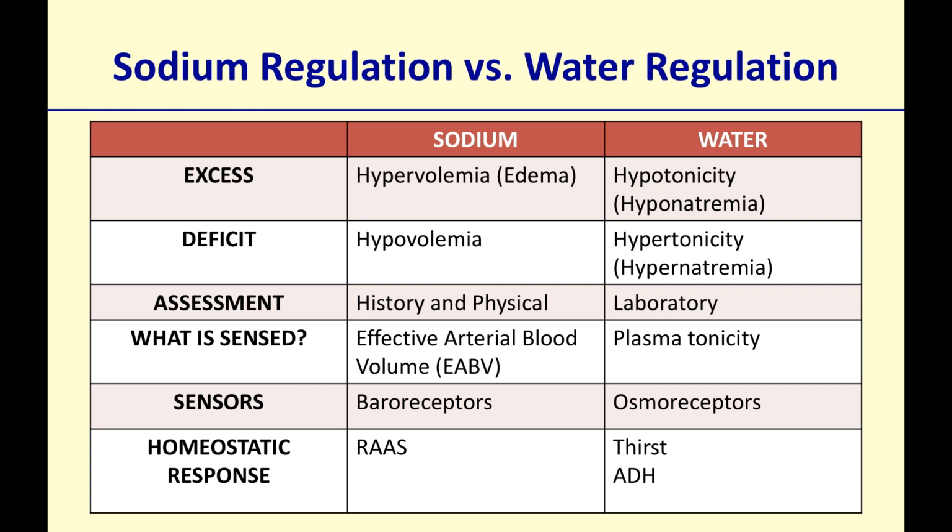What does the body actually sense? The body actually senses plasma tonicity, which is a surrogate for water. And what are the sensors? The sensors are the osmoreceptors, peripheral and central. And what is the homeostatic response? The body reacts by increasing thirst and ADH when the tonicity is high, or depressing thirst and ADH when the tonicity is low. So these are the main mediators for water handling in the body.